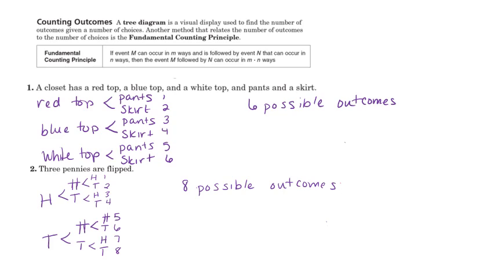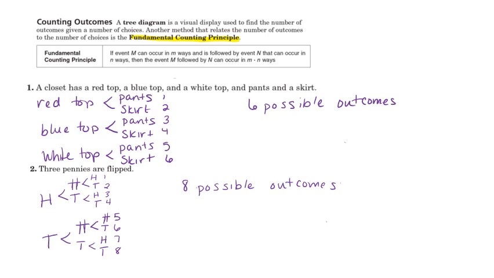Another method that you can use is called the fundamental counting principle. What you can do with that is, sometimes, let's say you're throwing like 50 coins, you don't want to write all those possible outcomes out. You want a quicker way of doing it. Or if you have like 20 tops and 15 pairs of pants, you don't want to write out all of those outcomes. So we're going to think of a quicker method to do that.